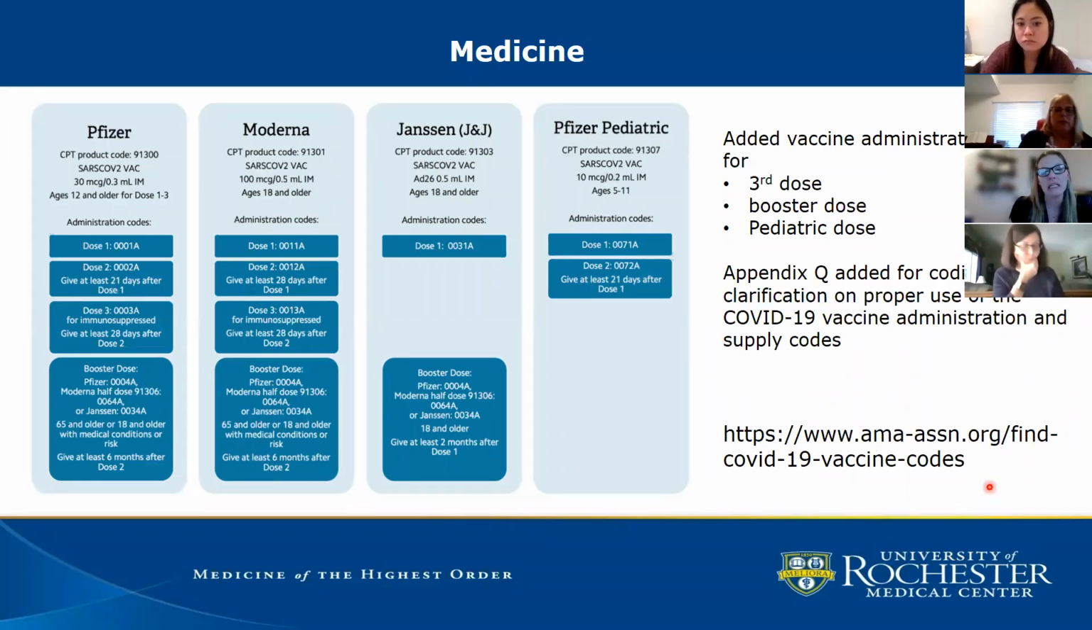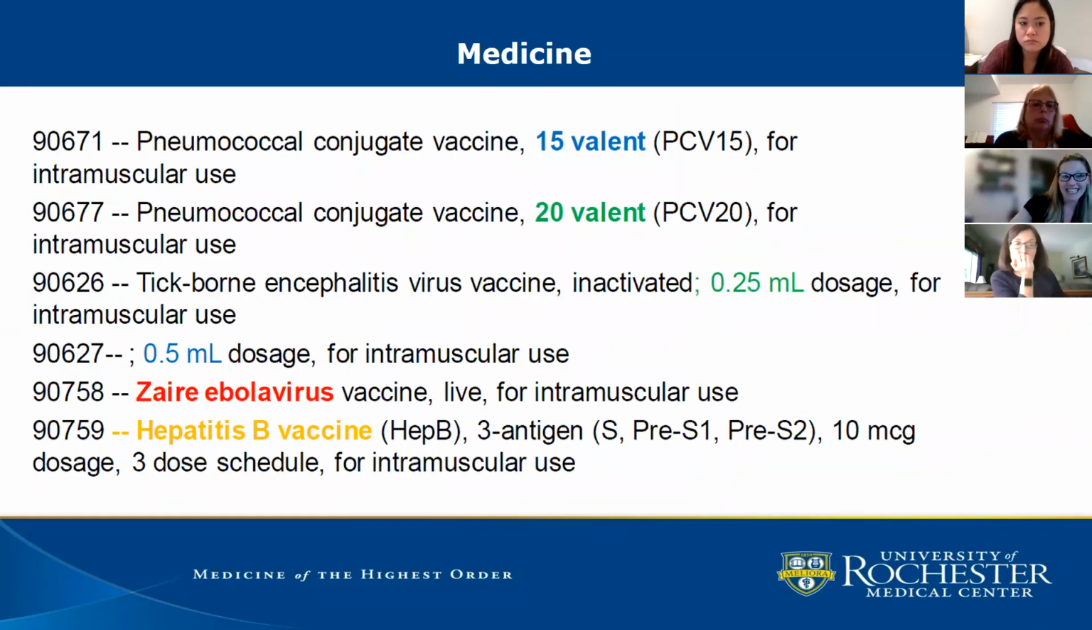You can get a complete listing of all of the new vaccination codes from the AMA, but there's also a whole new section in CPT, which is Appendix Q. That will give you all of the information you need for COVID-19 vaccine administration, as well as the supply codes. We do have some new vaccines related to pneumonia, as well as a few for tick-borne encephalitis virus, a new vaccine for hepatitis B, as well as for Zaire Ebola virus.